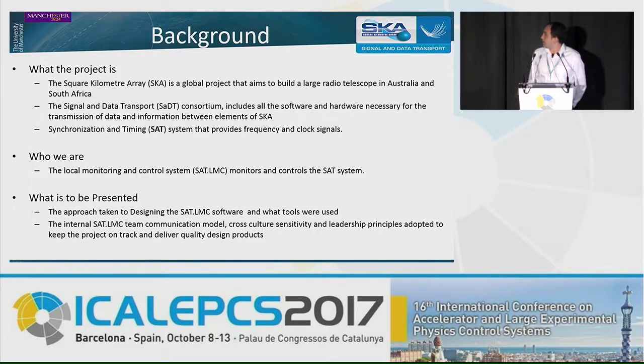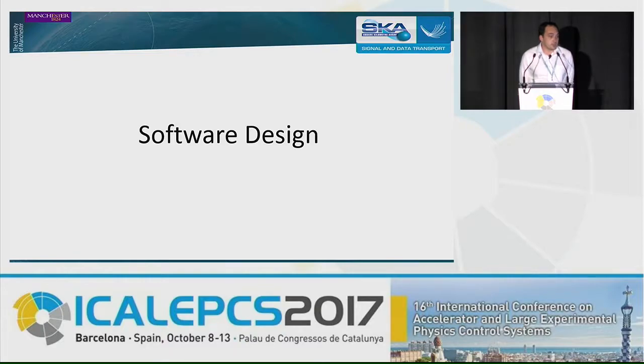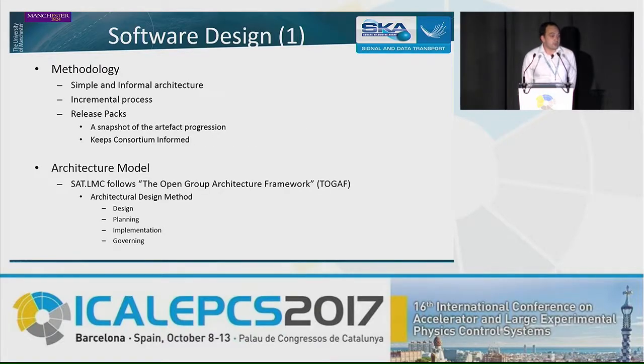Just to reiterate, it's going to talk about the communication models, cross-cultural sensitivity and leadership principles that we've adopted. So the methodology. SAT-LMC is a very simple and informal architecture. It's a two-tier hierarchy allowing two-way communication, so upwards to a telescope manager and downwards to the synchronization and timing system elements.